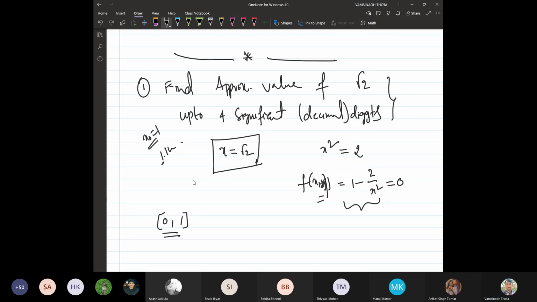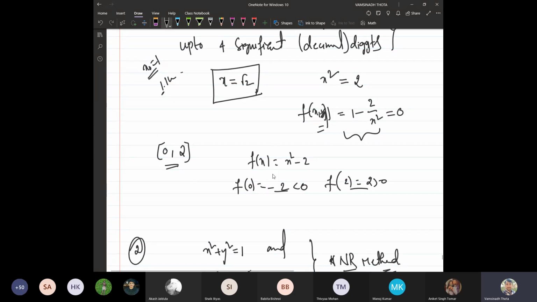So we can take the interval as 0 to 2. Why? Because if you take the function f of x is equal to x square minus 2, then f at 0 is minus 2, which is less than 0, and f at 2 is 2, which is bigger than 0. So by the intermediate value theorem, and since it is continuous also, there will be a root in this interval 0, 2. And when the first iteration happens, the size of the interval will be reduced by half.